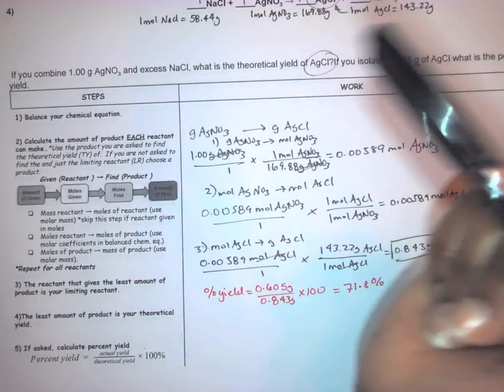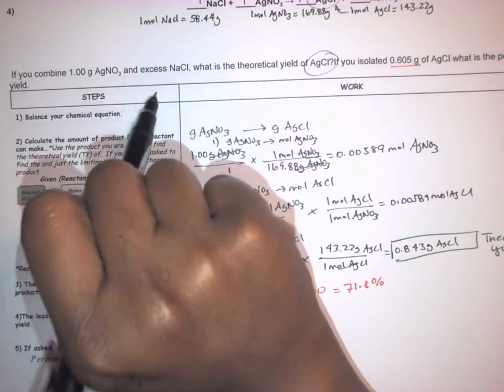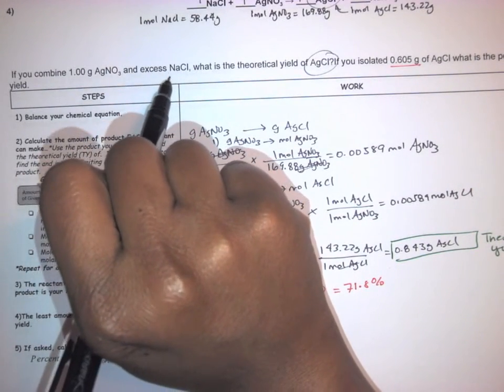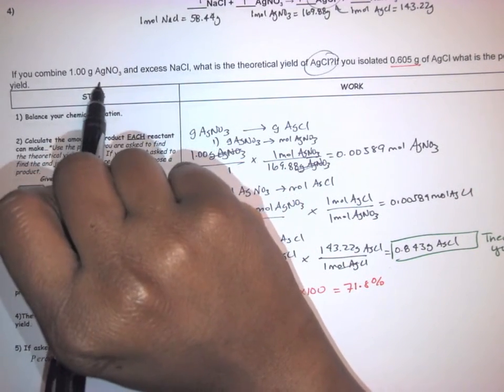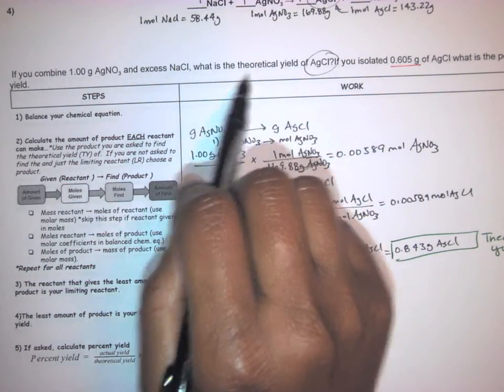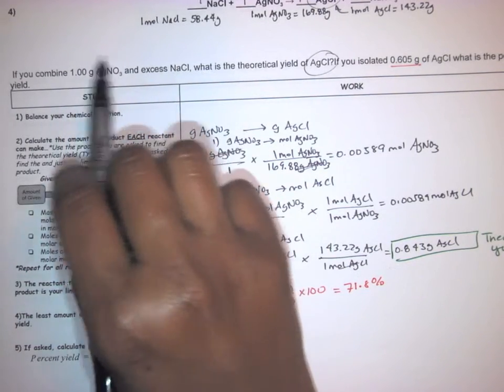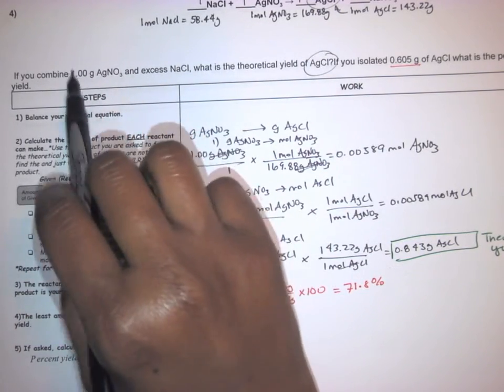So what does that mean? That means less work for us, because since they told us that the NaCl is in excess, that means that AgNO3 is the limiting, right? So notice that this problem doesn't even ask us what the limiting reactant is, because they already told us that by telling us NaCl is in excess, so the other thing must be our limiting. So AgNO3 is our limiting reactant.